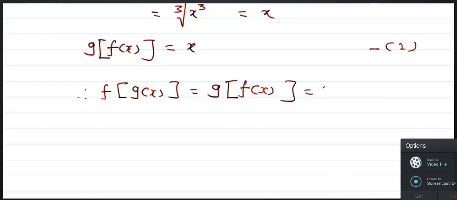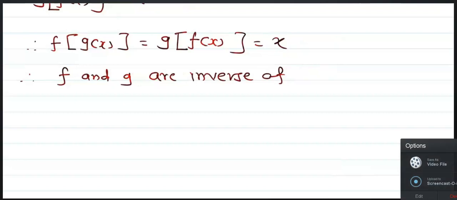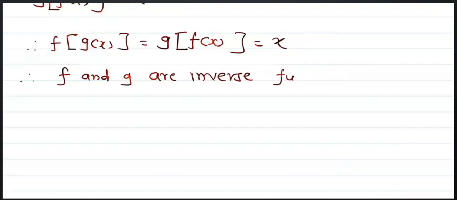Therefore, from 1 and 2, both are inverse of each other. Therefore, f and g are inverse functions of each other.